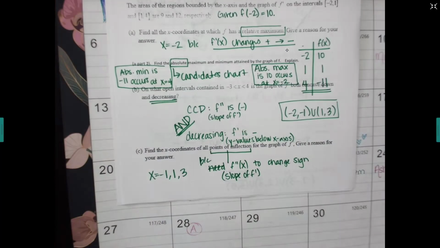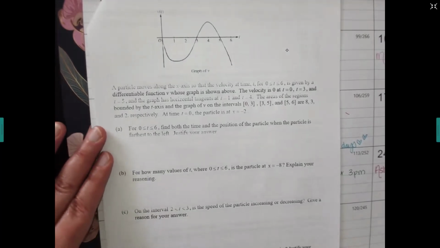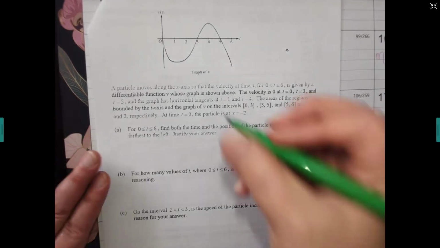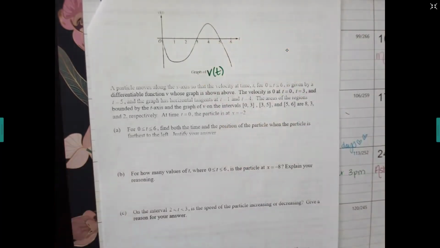All right, so next one is pretty similar. The only difference is it's a velocity graph. So let's go ahead and maybe we won't do the whole thing, but we'll do a little bit of it. So we have a velocity graph. And we know that velocity is the first derivative of position. So it does give you the areas. Go ahead and mark those.